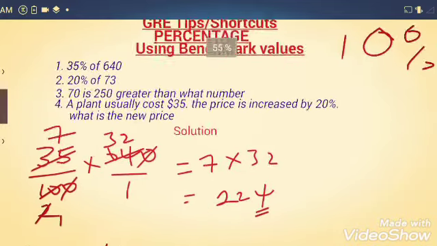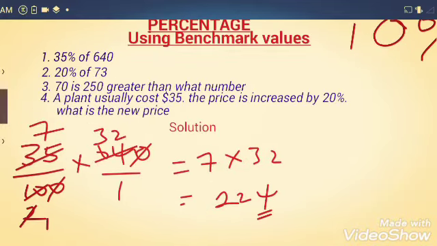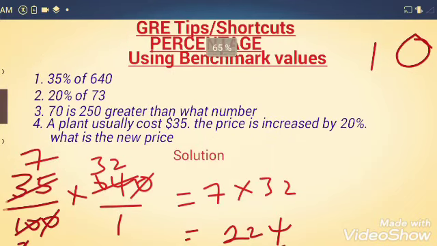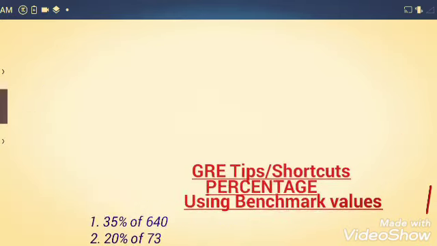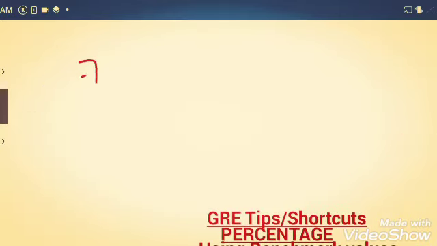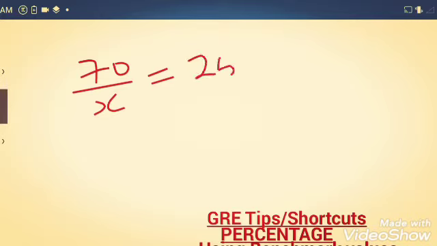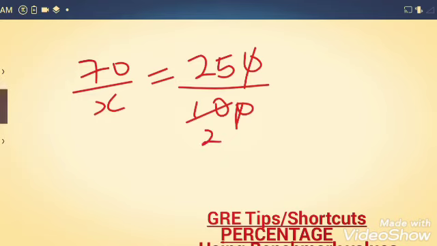Okay, the next part says 70 is 250% greater than what number. Here you use fractions. The number is 70 over the equivalent which you're looking for, that is x. The equivalent percentage of 70, the question says, is 250. The equivalent percentage of x is going to be 100. This will cancel this. 5 into 10 you have 2, 5 into 25 you have 5.